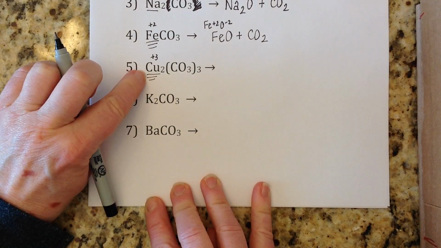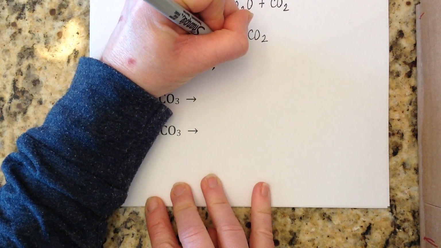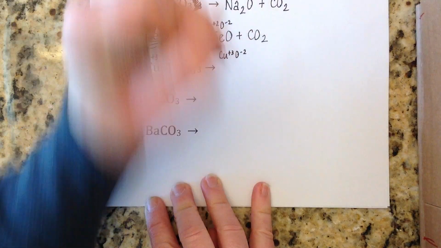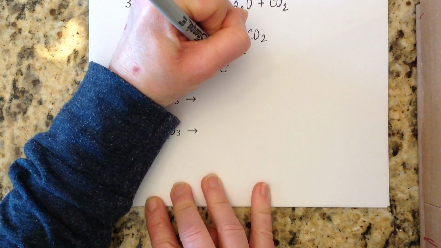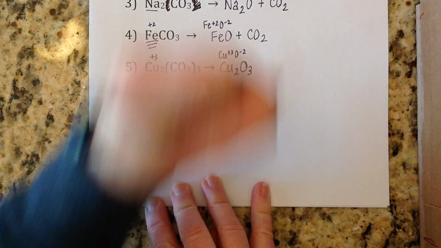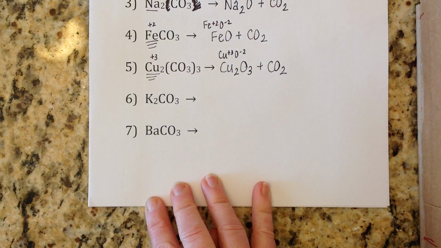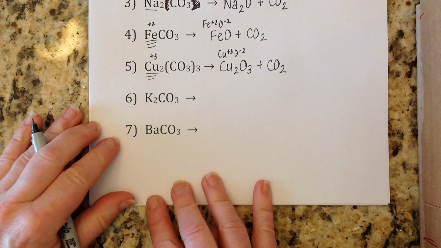Now I'm going to crisscross the metal with oxygen. Put my scratch work up here. Copper +3, oxygen's a -2. When you crisscross, you get Cu2O3 plus carbon dioxide. Why? Because the rule told me to do it that way.